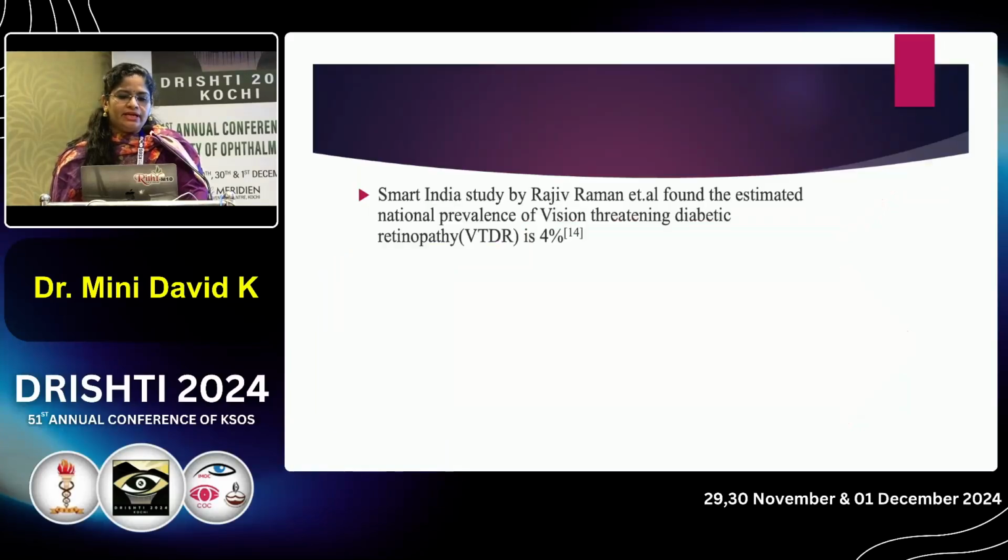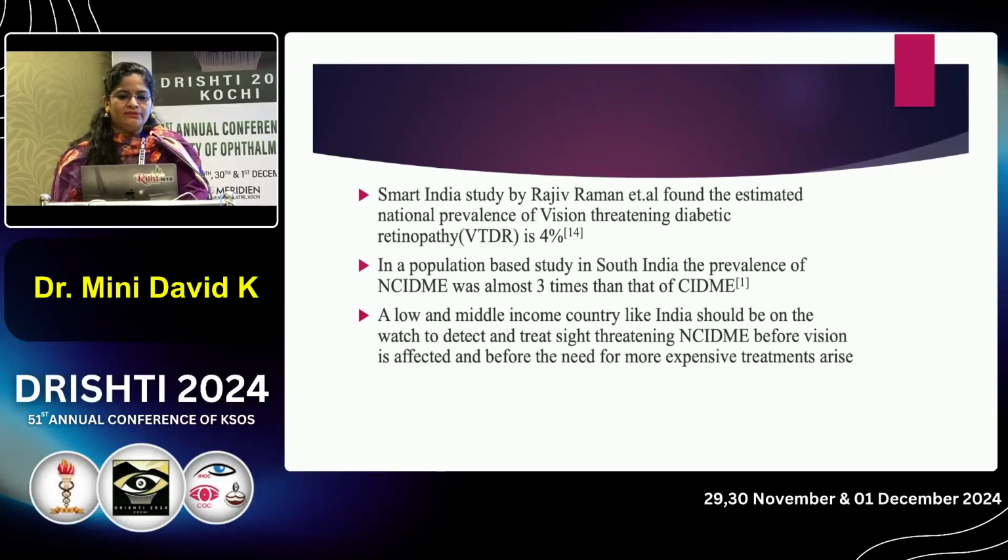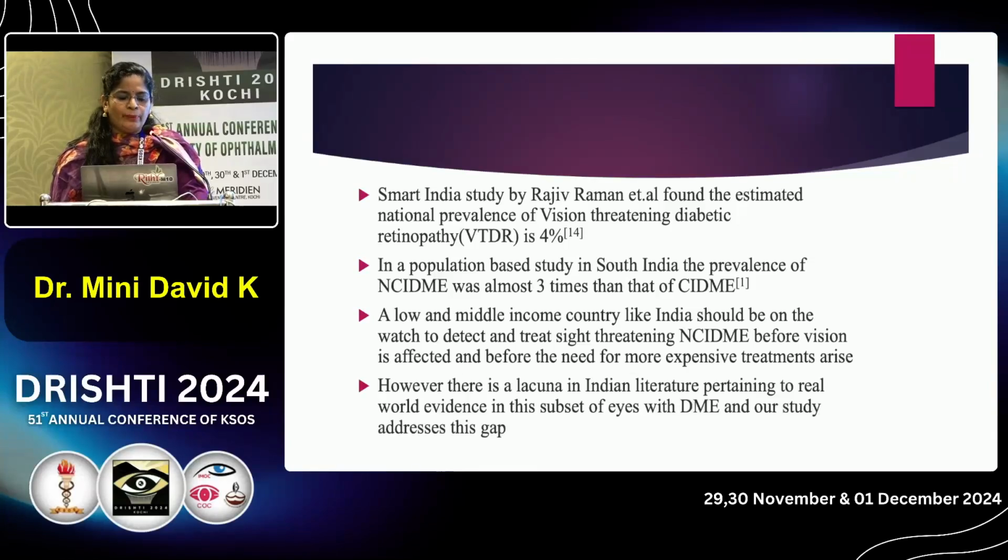The SMART India study by Rajiv Raman et al. found the estimated national prevalence of vision-threatening diabetic retinopathy is 4%. In a population-based study in South India, the prevalence of NCI-DME was almost 3 times that of center-involving DME. A low and middle-income country like India should be on the watch to detect and treat sight-threatening NCI-DME before the vision is affected and before the need for more expensive treatment arises. However, there is a lacuna in Indian literature pertaining to real-world evidence in the subset of eyes with DME, and our study addresses this gap.